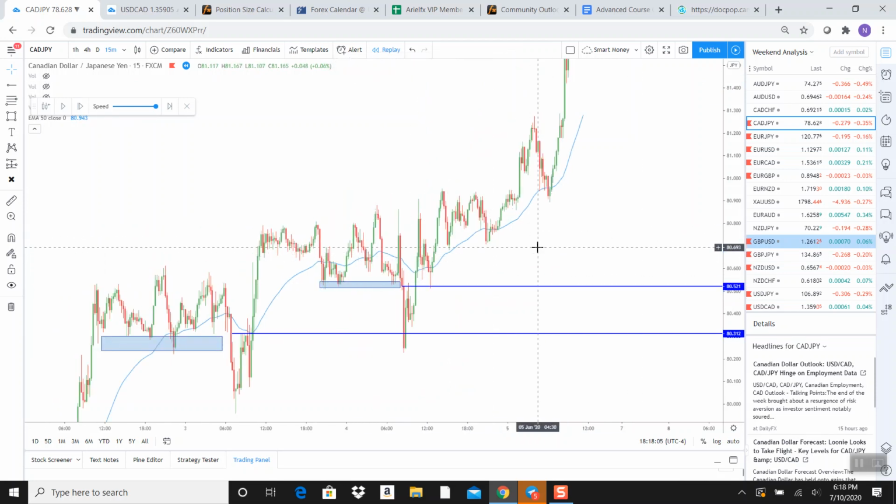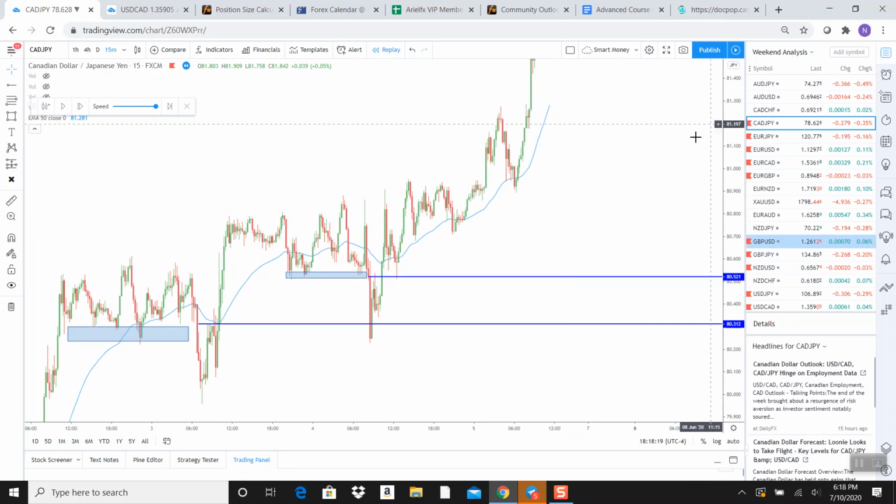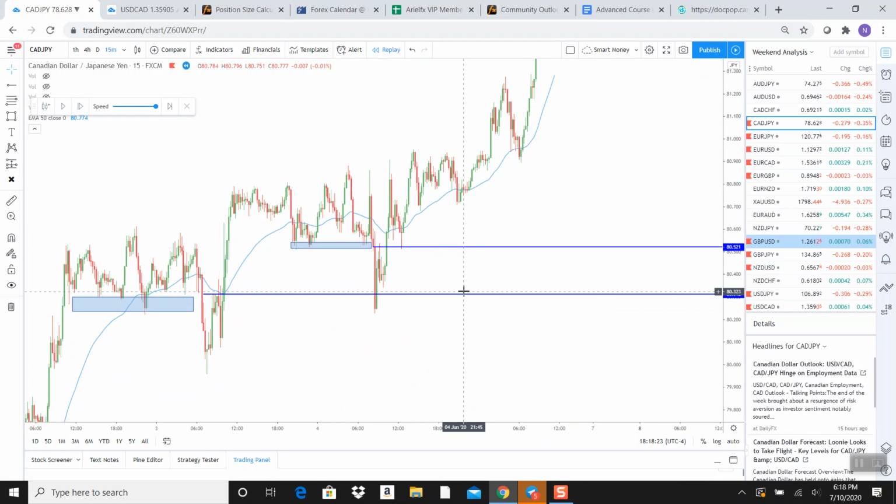Let's see. We did 5.3, 4.8, 8.9, 4.7, 3.4. About 12, 13, 18, 22, 26, 25, 20, 26. Let's say 26%. This all happened probably within 3 weeks of trading. 26% on your account in 3 weeks trading one pair. This is one pair, guys.